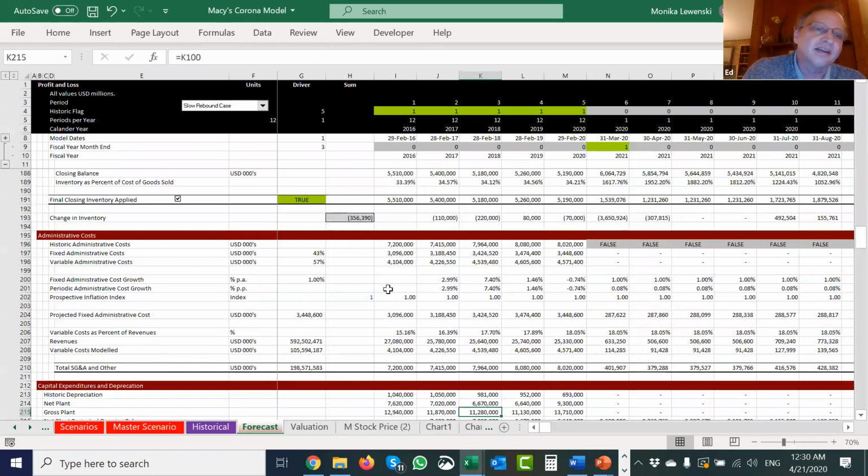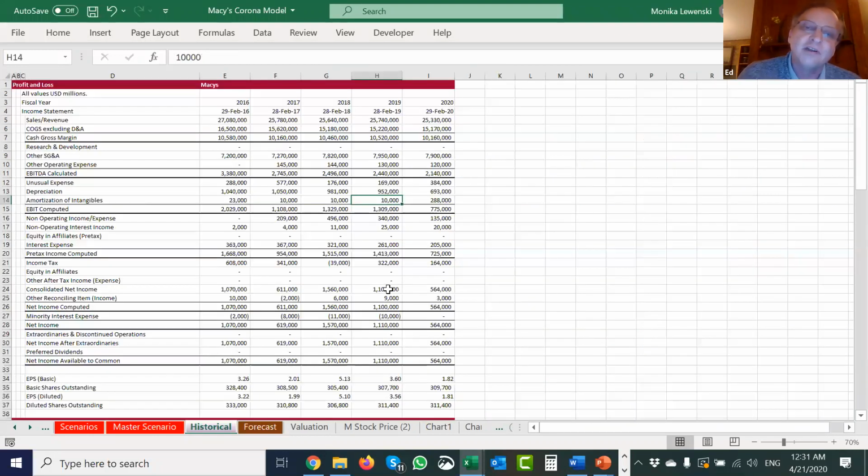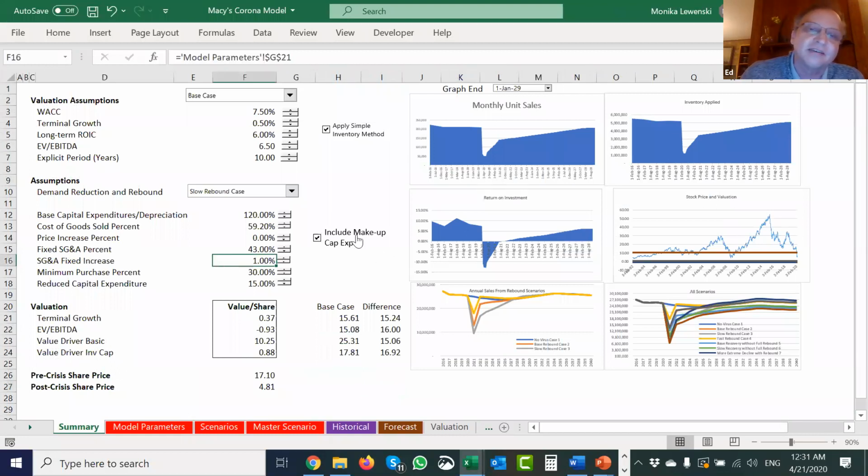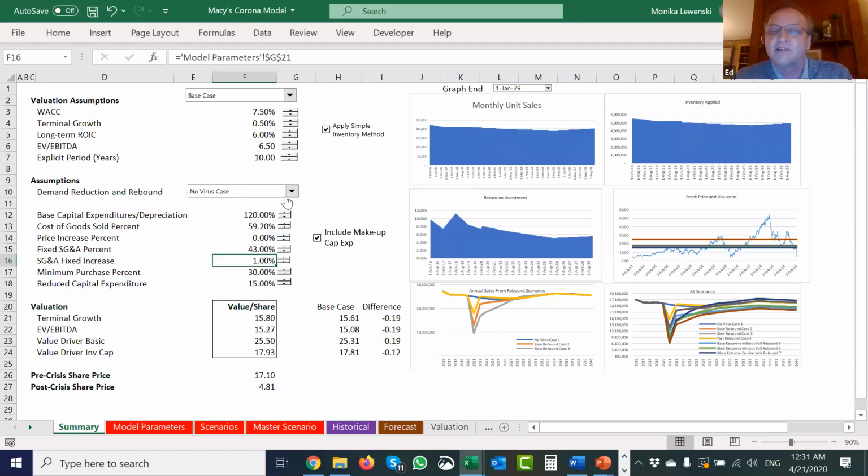Let's go to the admin cost. You want to explicitly show how much fixed and variable cost you have, and no company's going to report that. You're going to have to do some estimation. And when you are able to model fixed and variable costs in a separate way, then let's go back to the no virus case, which is your benchmark case, which gave a valuation similar to what you had originally. I should have fixed this a little bit.